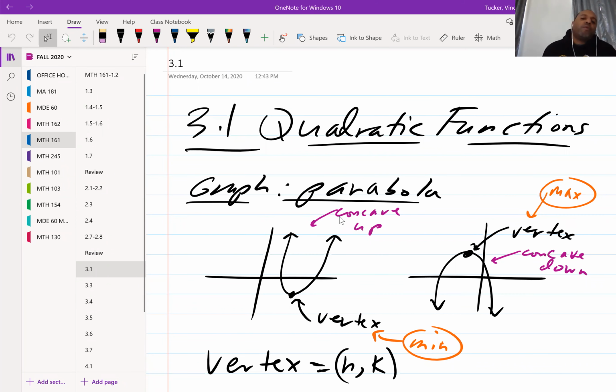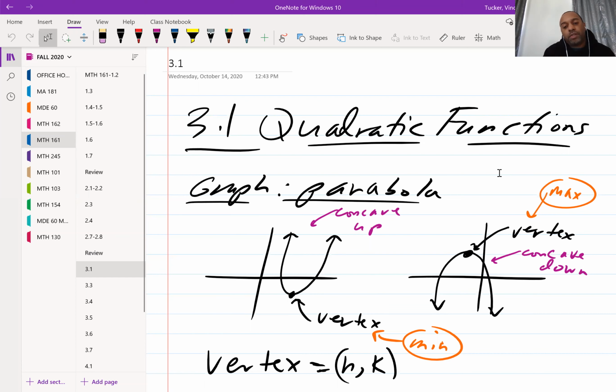All right, so 3.1 quadratic functions. The graph of your quadratic function would create a parabola. Generally you have two types of parabola. It can either be concave up or concave down. Concave up will create the U shape. Concave down is just the upside down U.